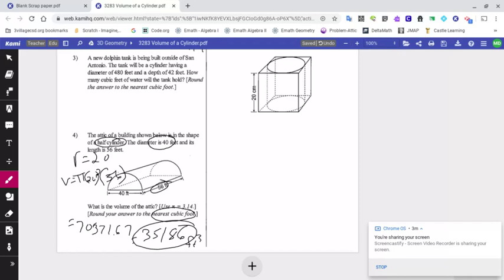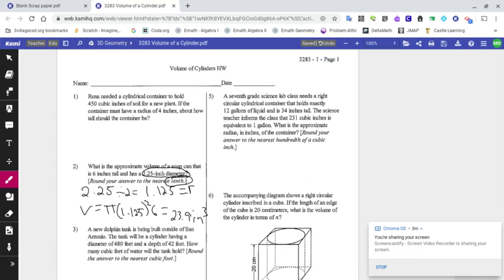The next one was number 5. There's a lot going on here. A 7th grade science lab class needs a right circular cylinder that holds exactly 12 gallons, and it's 35 inches tall. Here it tells me 231 cubic inches is 1 gallon. So I can figure out the total volume I need in cubic inches by taking 231 times 12 gallons, and that gives me 2772. That's the volume that I need.